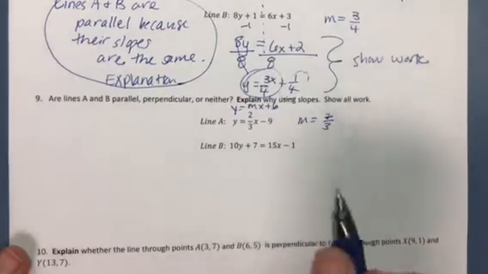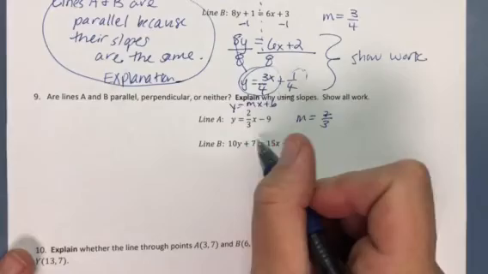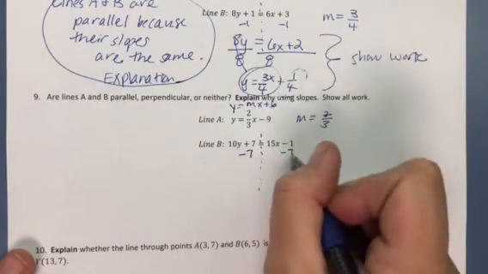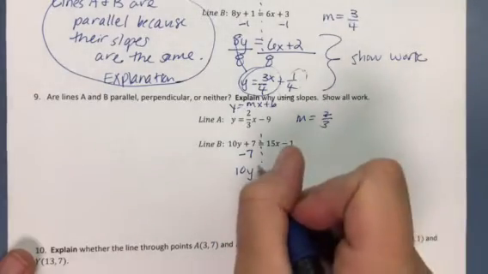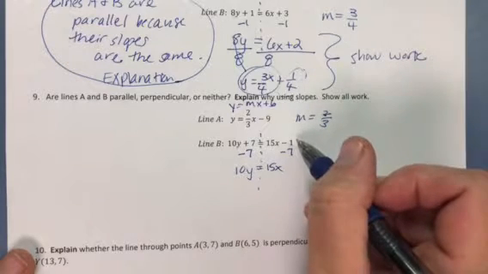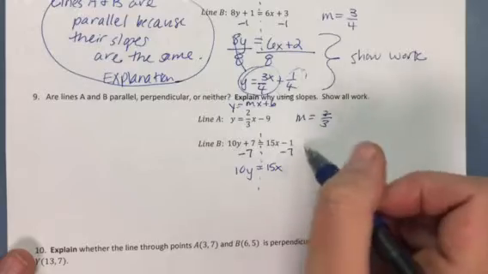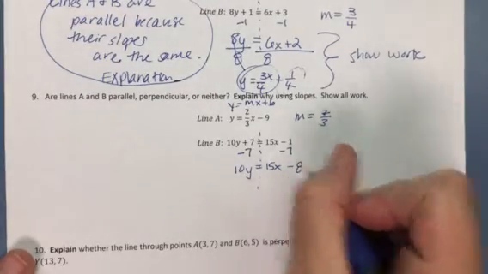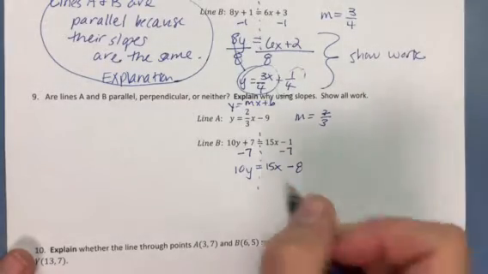All right, line B, we've got to manipulate this to get y by itself. So if I see 10y is on the left, I'm going to start by subtracting 7 from both sides. Now 10y is by itself on the left. I have 15x on the right. -1 minus 7, that's the same as -1 plus -7. It's getting more negative. That's going to be -8. You can always use a calculator if you're not sure.